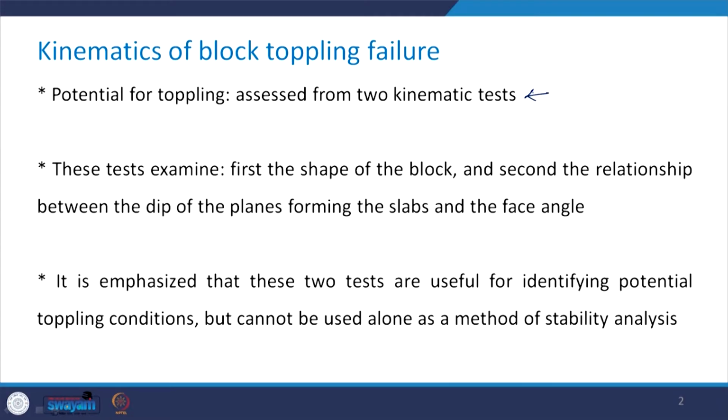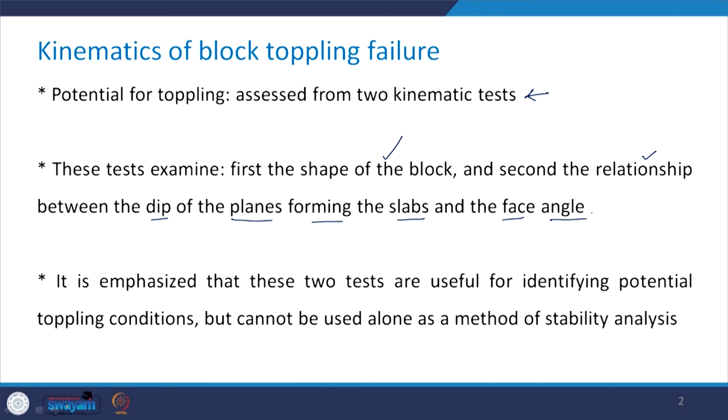Before we go ahead with the limit equilibrium analysis, first let us try to understand the kinematic analysis of the rock slope undergoing toppling type of failure. So, the potential of toppling is assessed from two kinematic tests. These tests examine first the shape of the block and second the relationship between the dip of the planes forming the slabs and the face angle.